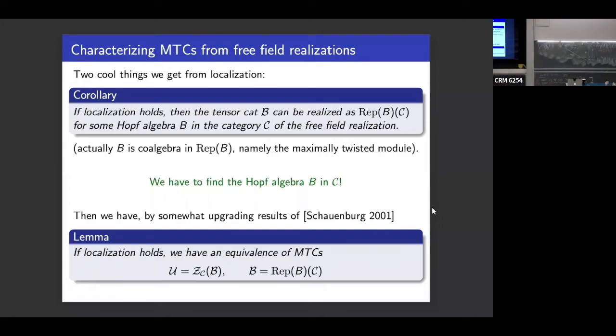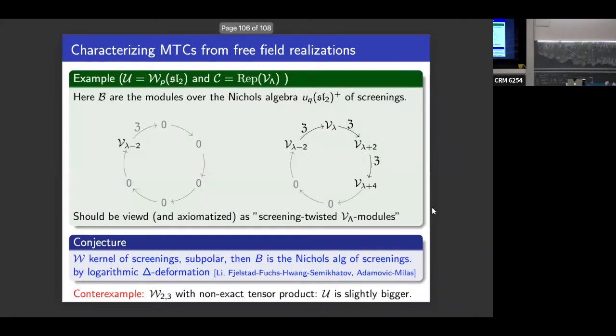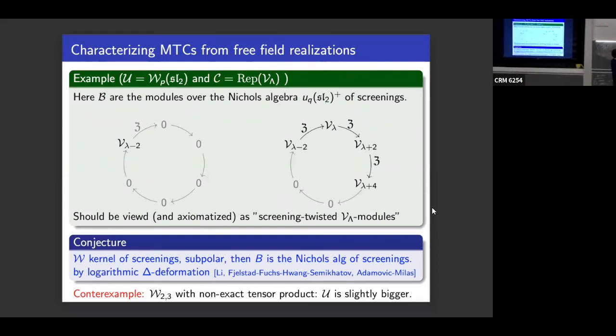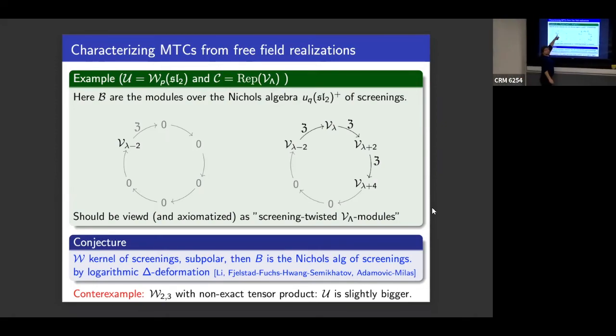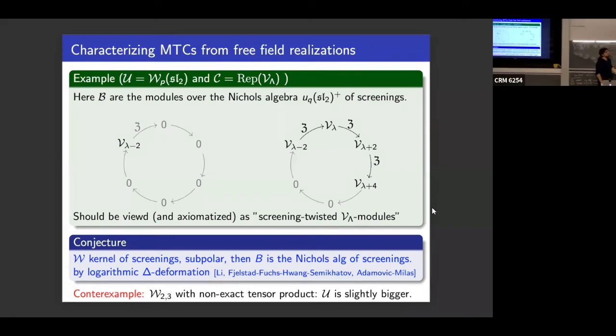So now in this example, what do these modules look like? Morally, they are modules over the lattice VOA, but they are twisted modules of the lattice VOA. But if you restrict them to the kernel of screenings, they are local. And how do they look? Well, the easiest thing you can think about is just a lattice module. It's an honest lattice module. This is a module that's here, a subset here.